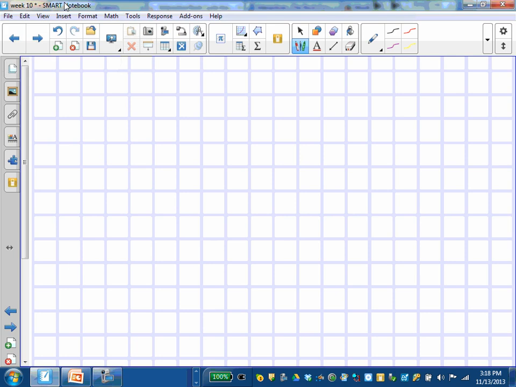All right, today we're looking at creating an array where each side of the array is a fraction. So let's do, for example, 2/3 times 3/4. Okay, so we have a 2/3 by 3/4 array. So let's see how do we handle this?